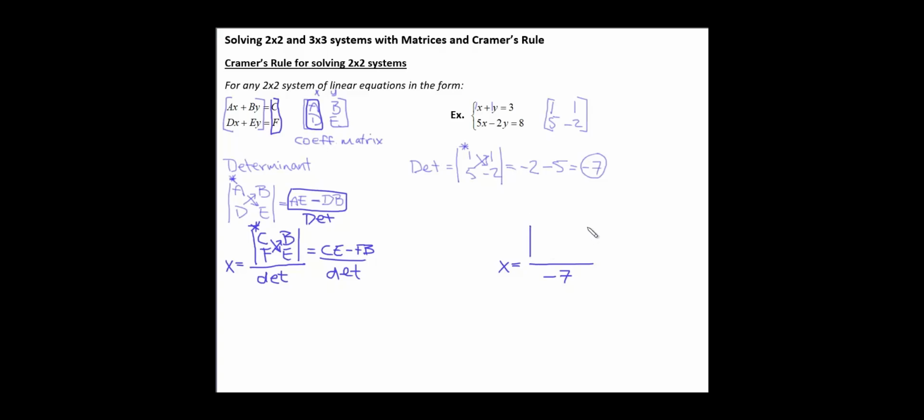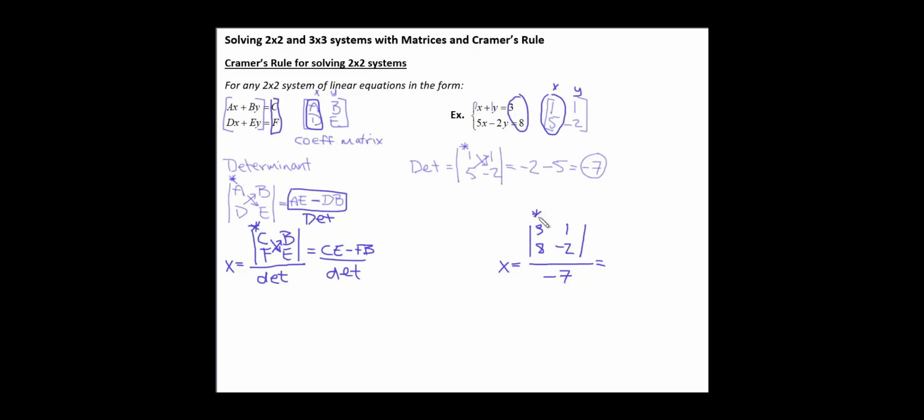Okay, so we're going to need to do one more determinant. And since we're solving for x, we're going to replace the x column. Remember, this is like our x's and y's. We're going to replace the x column. Instead of having 1 and 5, we're going to put in these numbers at the right, 3 and 8. So the y column stays the same, 1 and -2. And we just calculate our determinant.